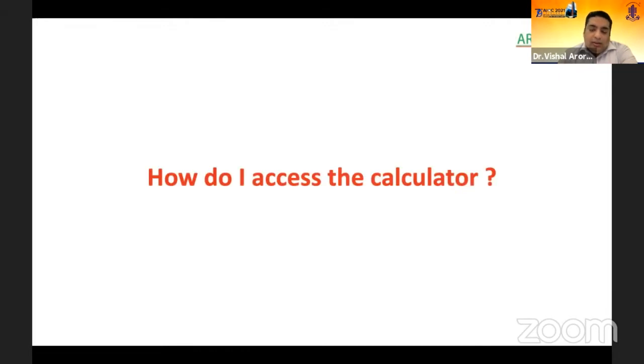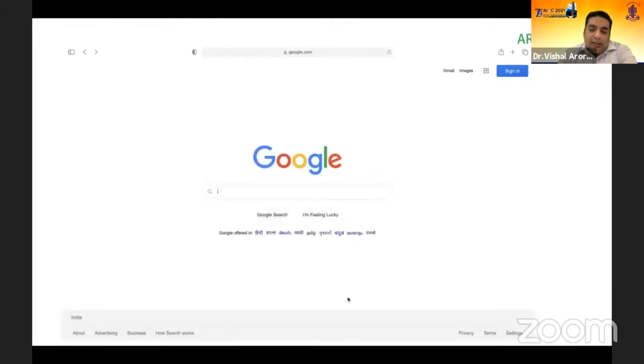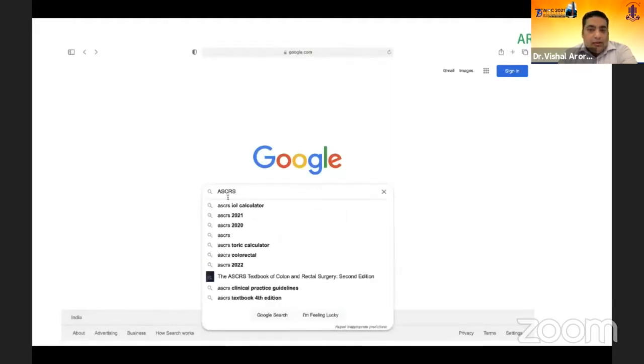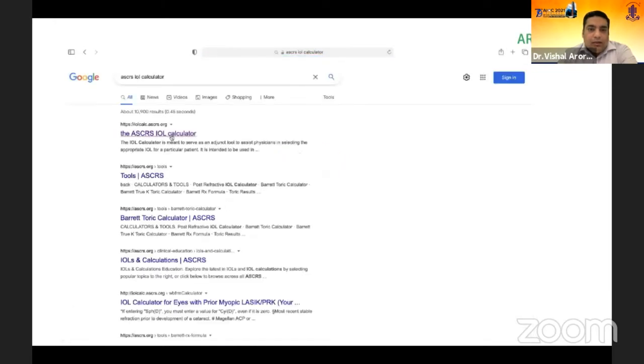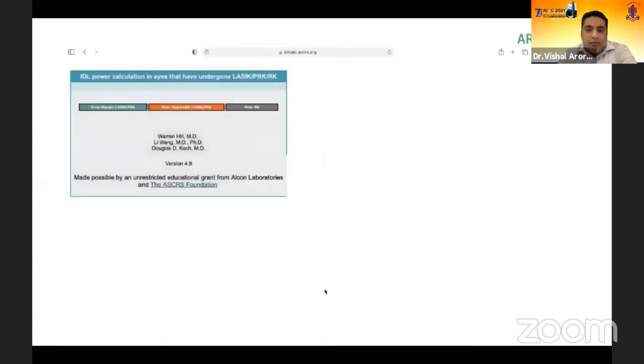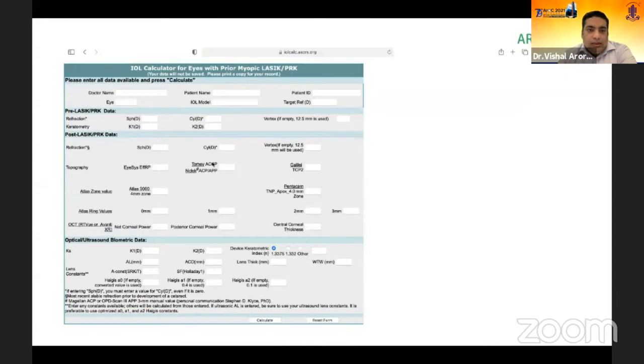How do you access the most commonly used ASCRS calculator? How do you use it? So you just go to any search engine, just start typing ASCRS IOL calculator. You'll go to the first result. It will give you a disclaimer, and then you'll have 3 options: prior myopic, prior hyperopic, or prior RK. So according to history, you go to each of them.